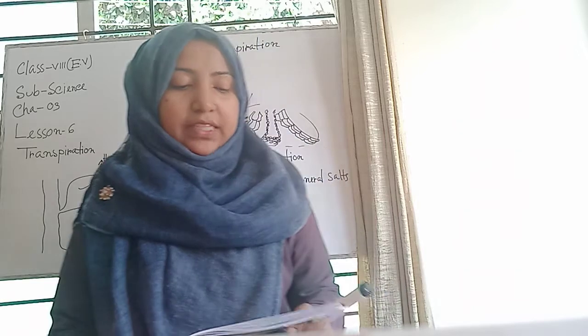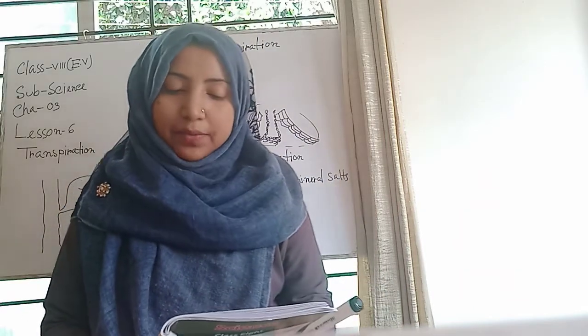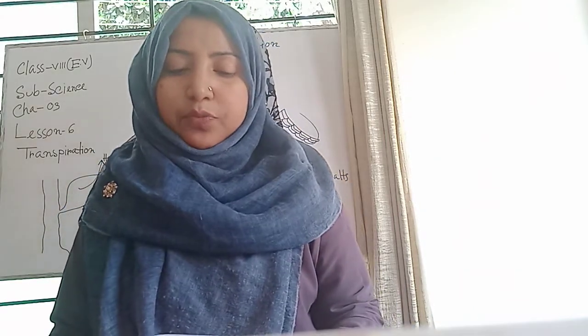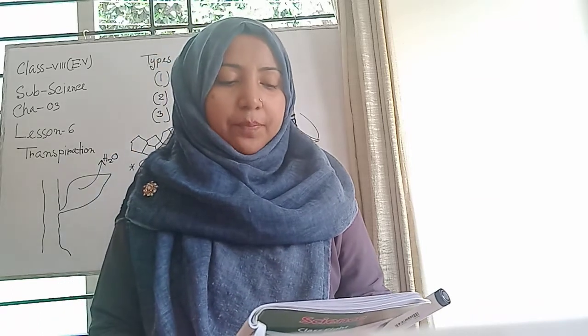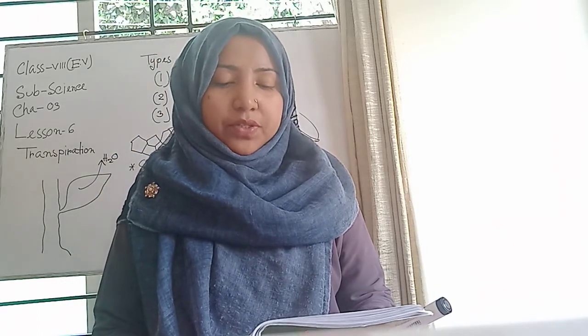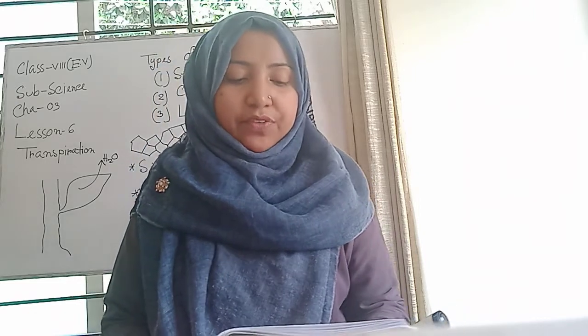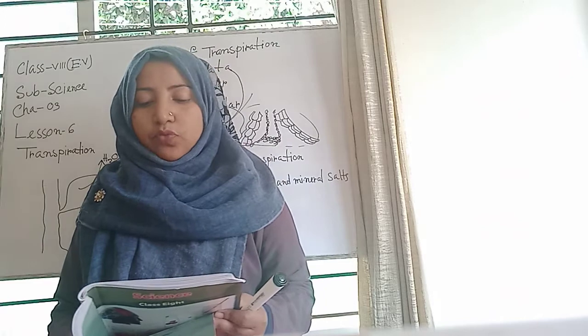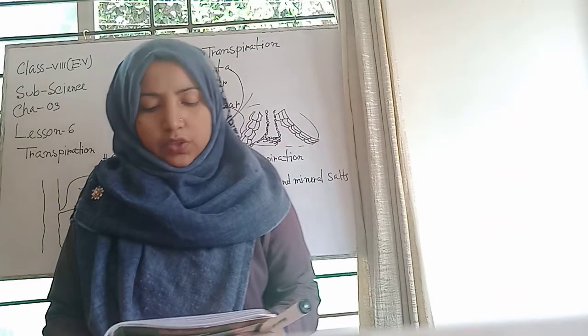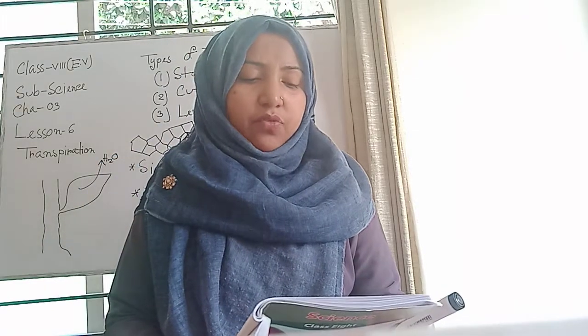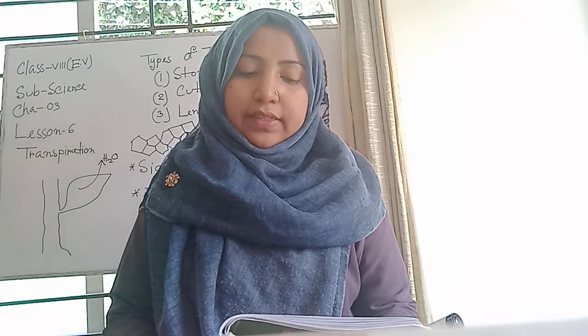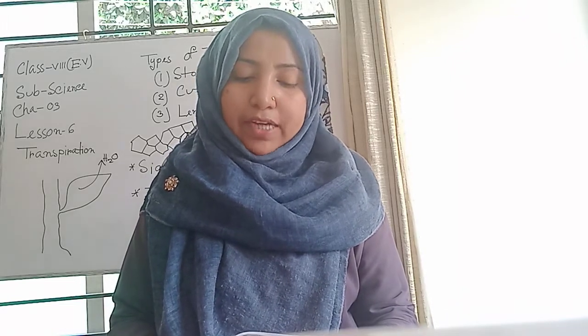Transportation takes place through vascular tissue, xylem and phloem. Water absorbed through the root is carried up to the leaves through xylem tissue, and liquid food materials from the leaves reach different parts of the plant body through phloem tissue. So vascular tissue, xylem and phloem are the transporting channels of the plant's body.